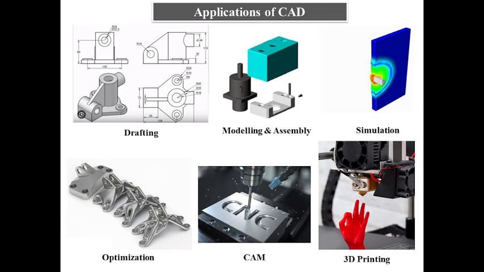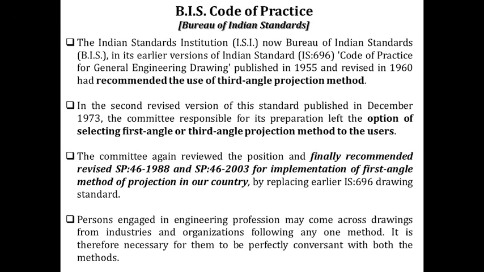Next slide. BIS Code of Practice. Engineering drawings must follow established standards. In India, these standards are issued by the Bureau of Indian Standards, or BIS. Earlier Indian standards recommended third-angle projection. Later revisions allowed both first-angle and third-angle projection methods. The current BIS code primarily recommends first-angle projection, although engineers may still encounter both methods in industry. Therefore, every engineering student should be familiar with both projection systems.